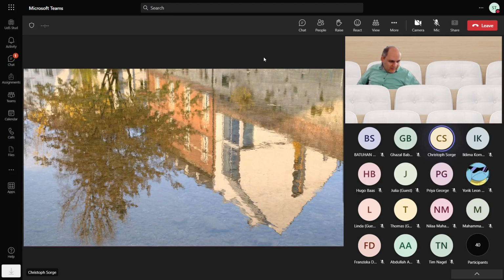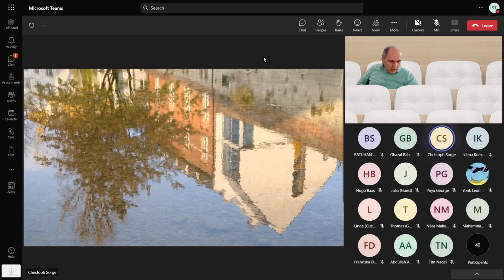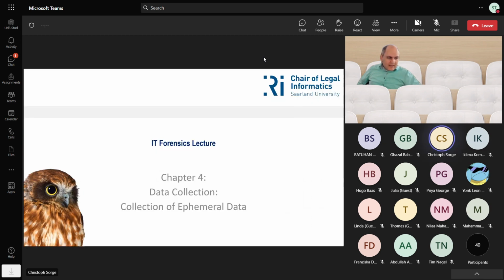So far we talked about persistent data, and now we will switch to ephemeral data, so data that is lost when you switch the system off. Okay, that's the wrong chapter. That is the right chapter. So this time we're going to talk about ephemeral data, typically the main memory content, which is data that is lost when you switch the system off, as mentioned before.